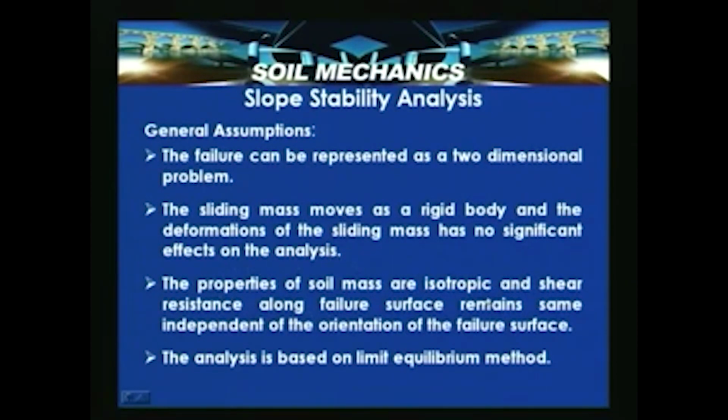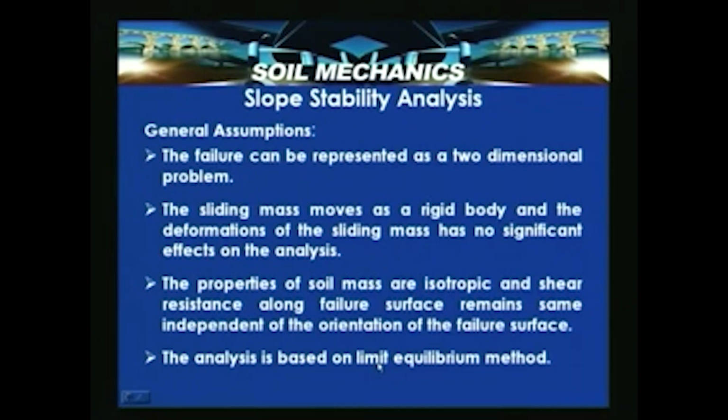The properties of the soil mass are isotropic, and the shear resistance along the failure surface remains the same, independent of the orientation of the failure surface. There can be many possible orientations, but the shear resistance remains the same independent of the orientation. The analysis is based on the limit equilibrium method.